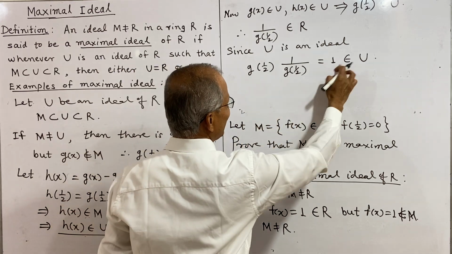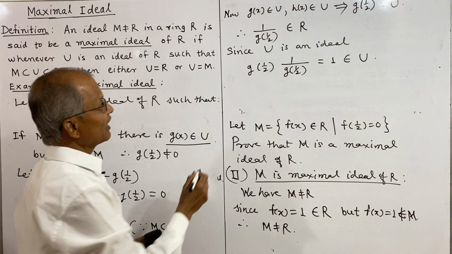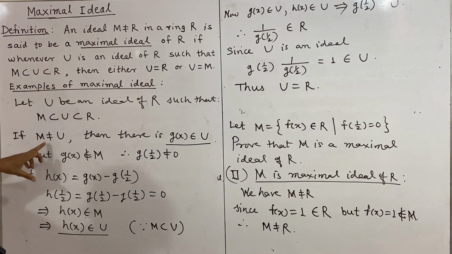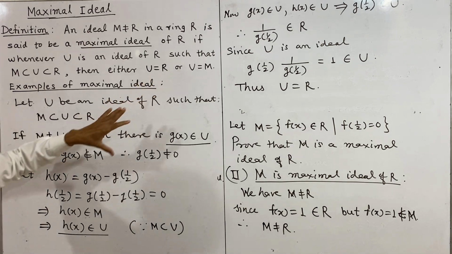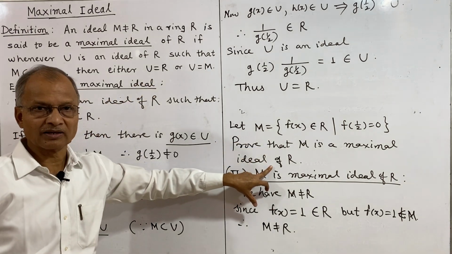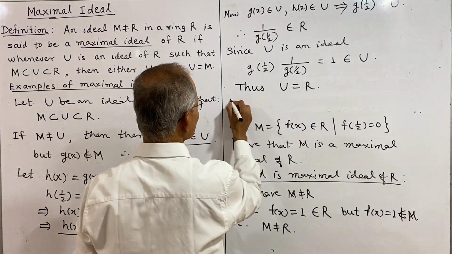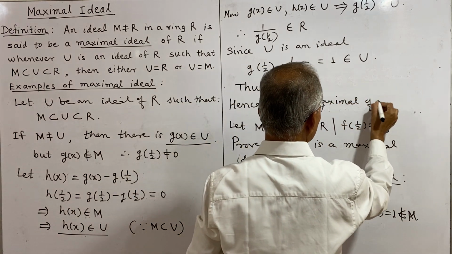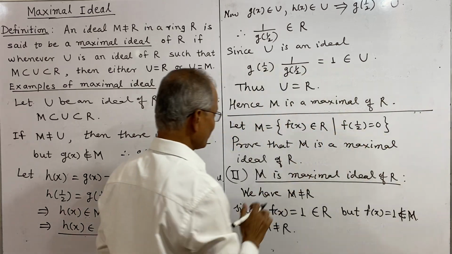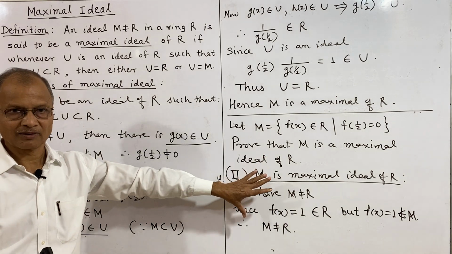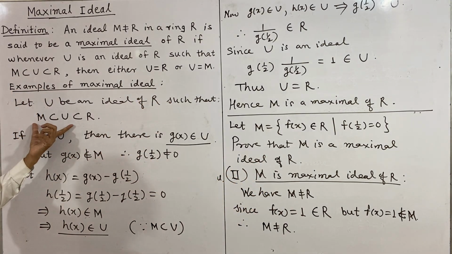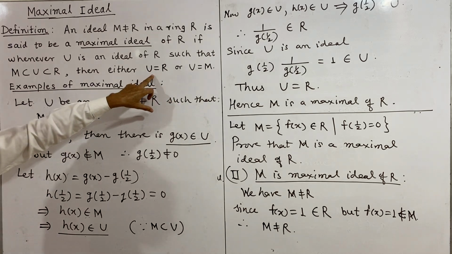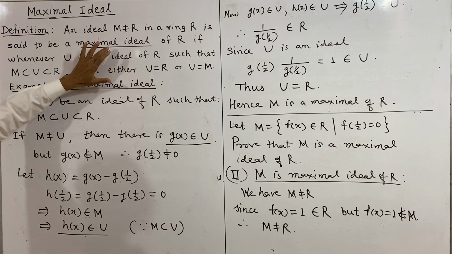And if 1 belongs to U, the identity element is in the ideal, so the ideal is equal to the whole ring, and thus U is equal to R. And thus we have proved if M is not equal to U, then U is equal to R, and this proves M is a maximal ideal of R. So thus we have completed the solution, we have proved M is a maximal ideal. First we have shown it is an ideal, then we have shown that if these are not equal, then this U must be equal to R. One condition is satisfied, and therefore this is a maximal ideal.